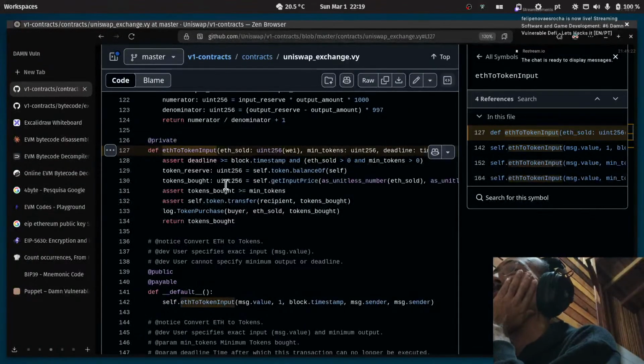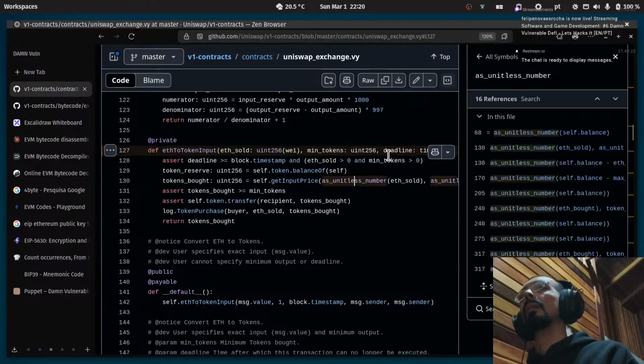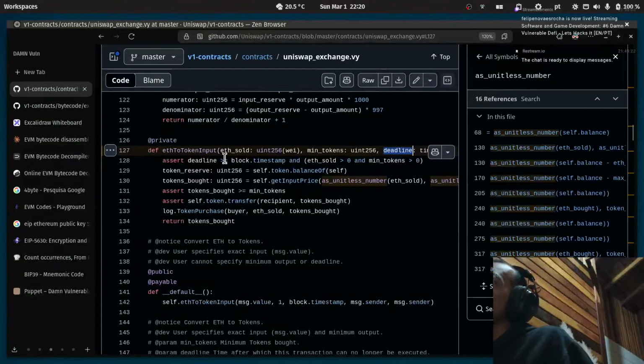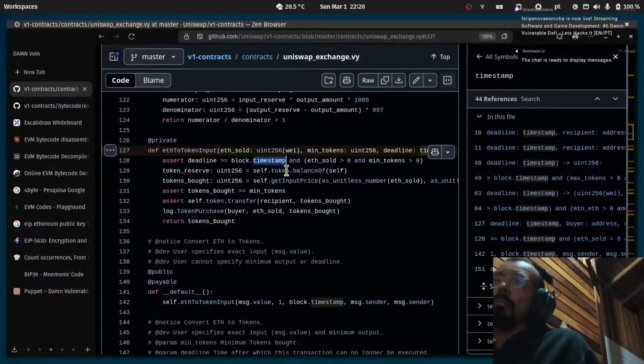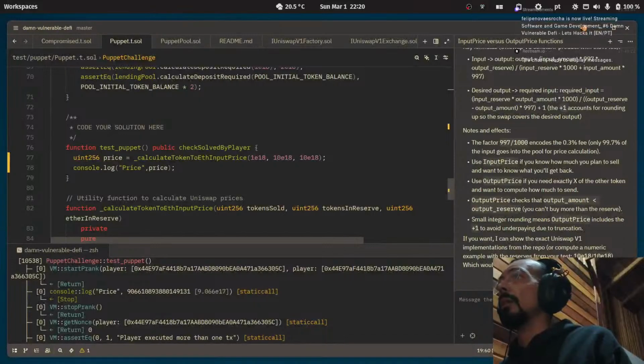Here, add to sold, minimal tokens to receive. I think minimal tokens can be 1, right? And deadline should be greater than the timestamp. So timestamp plus 1 also should be enough. Okay, let's call this function.